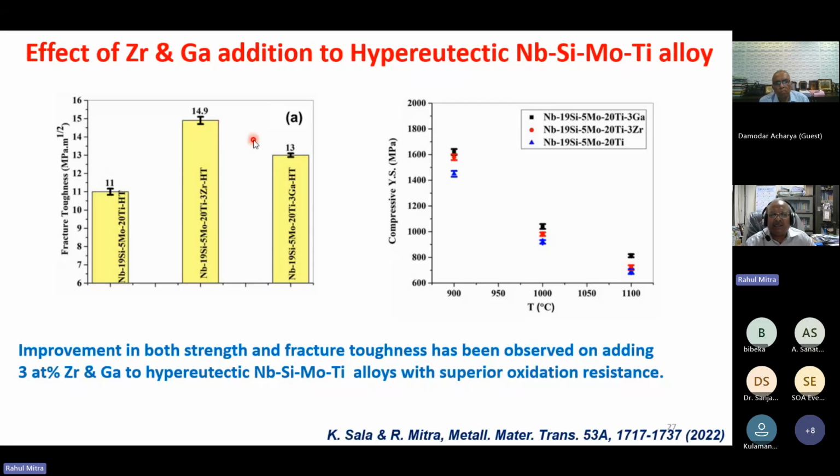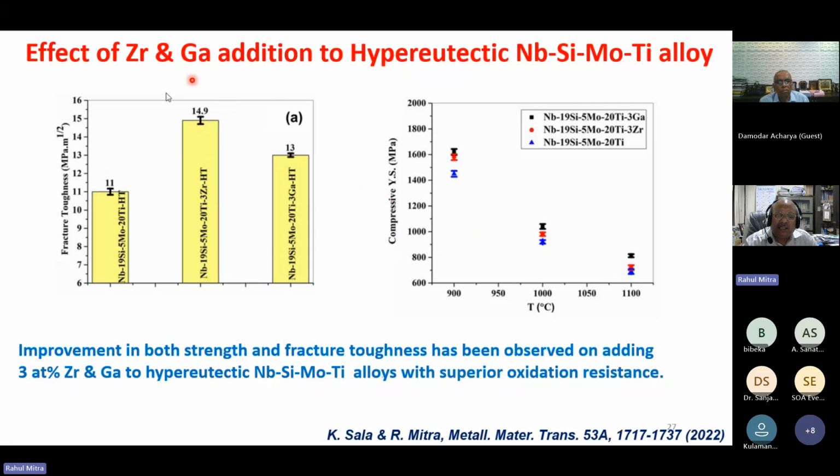So basically, it increased the Nb3Si content, and the fracture toughness improved significantly. Even the high temperature strength increased. Very rarely you see both strength and fracture toughness increasing. Normally, if strength is increased, fracture toughness decreases. But in this case, we saw high temperature strength increasing and room temperature fracture toughness increasing simultaneously. And even the oxidation resistance improved under certain conditions, under certain temperatures.